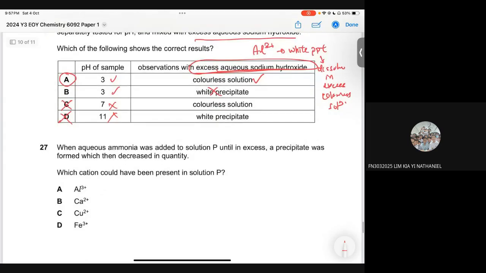Next one, when aqueous ammonia was added to solution P until in excess, a precipitate was formed, which then decreased in quantity. A decrease in quantity actually tells you that it has dissolved in excess.